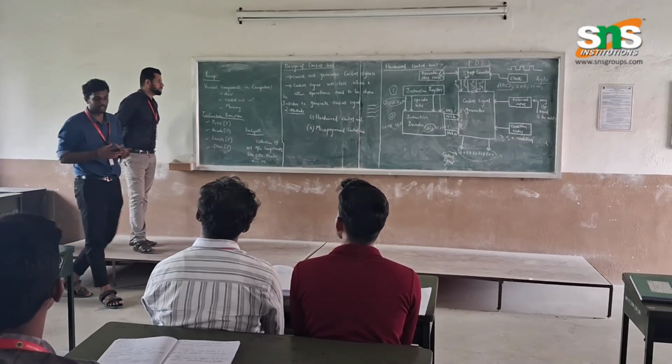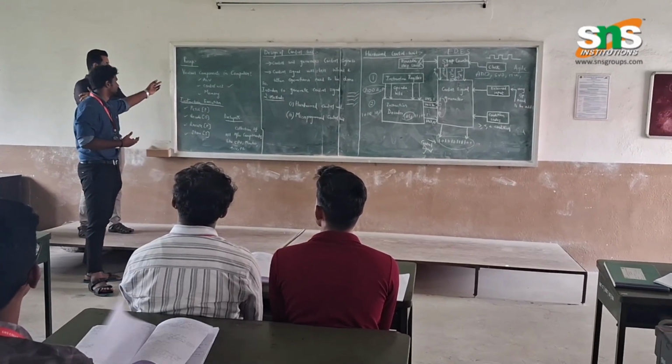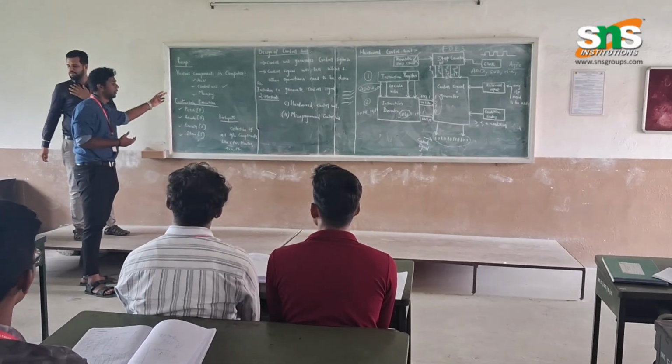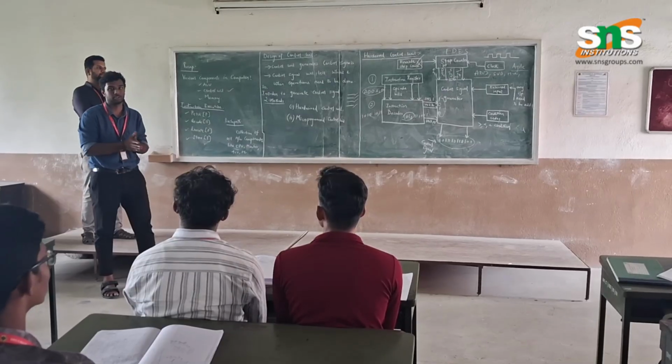So as I said, I am here to recap the previous class, and the main thing that we covered is various components in a computer. The main components are ALU, control unit and memory. Most of you know ALU. ALU stands for arithmetic logic unit.